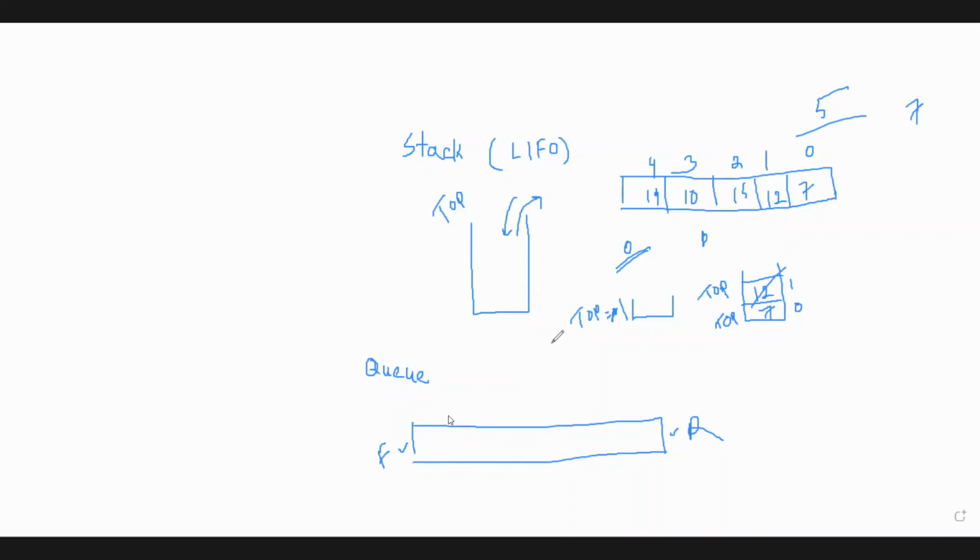Queue is called a first in, first out data structure. That is, the data item that was inserted first will be deleted first. This is the front end of the queue, and this is the rear end. So now which end will be used for the insertion operation and which one will be used for the deletion operation?